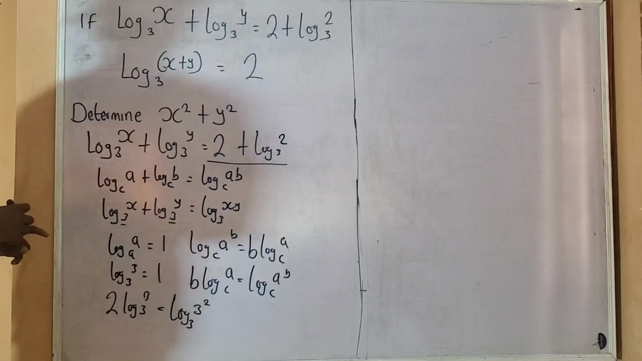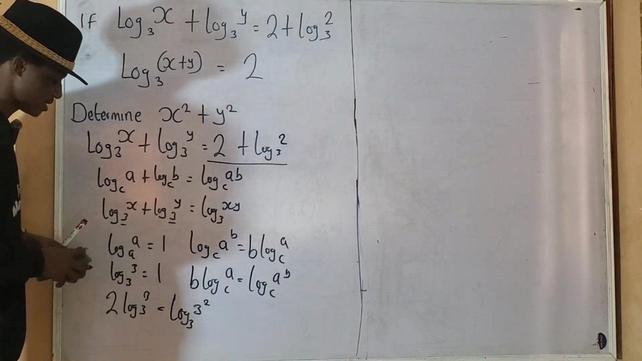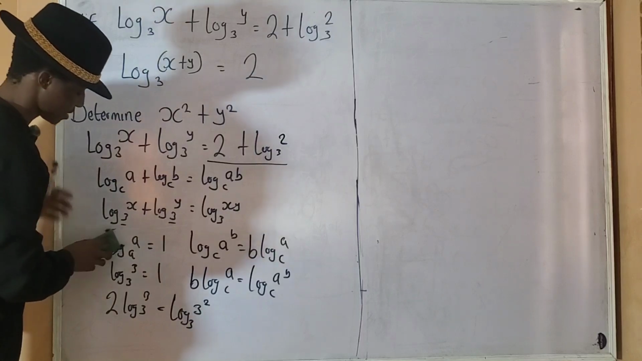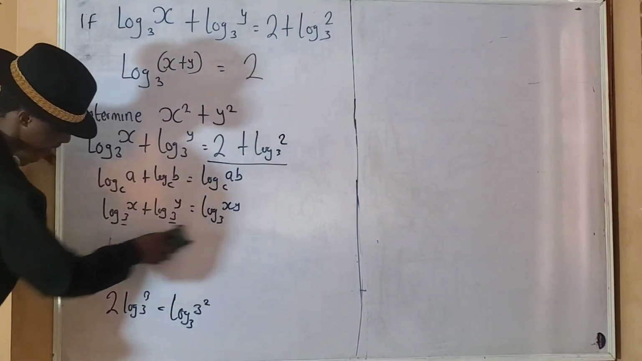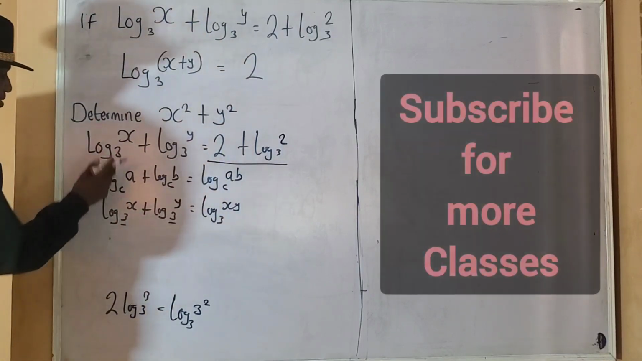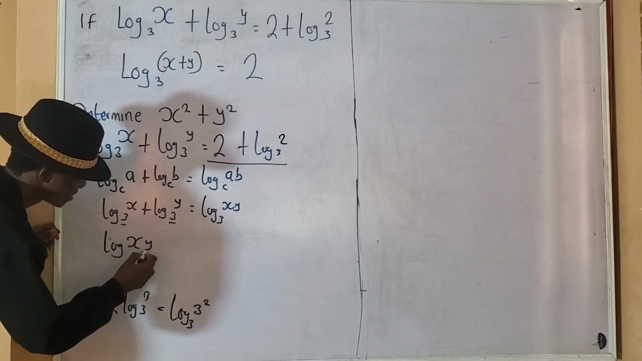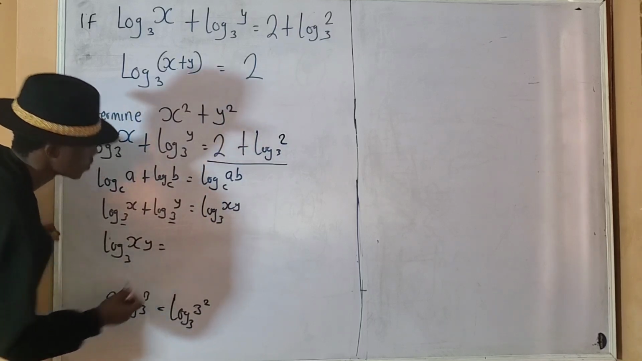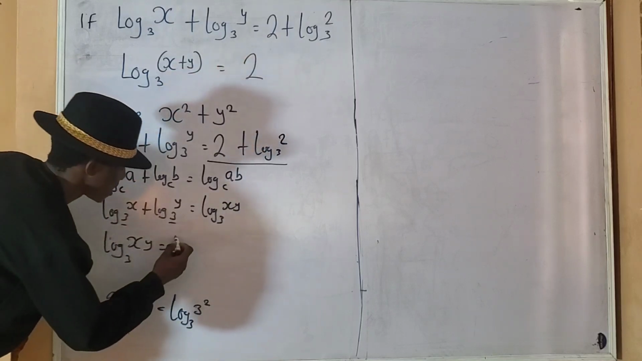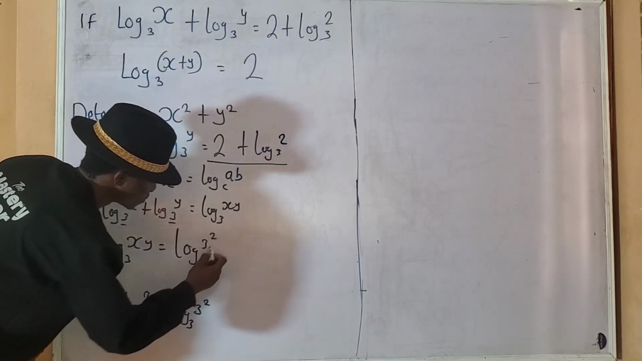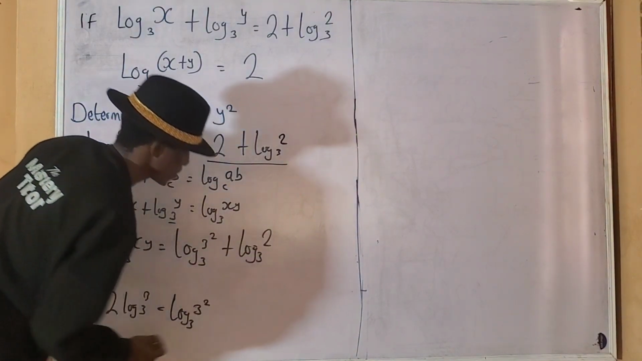Okay, so please pay attention to this. Permit me to erase this now, where I leave the rest. Okay, so let's use this. I'm going to have log xy base 3 equals to, now instead of 2, I'm going to have log 3 raised to the power of 2 base 3, plus log 2 base 3. Okay.